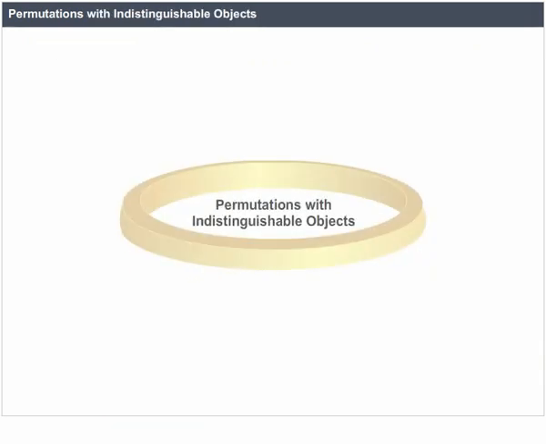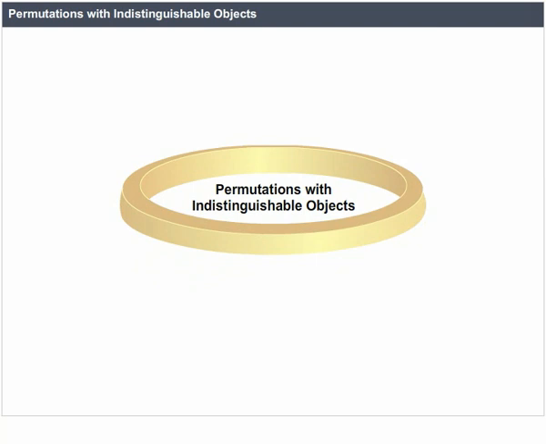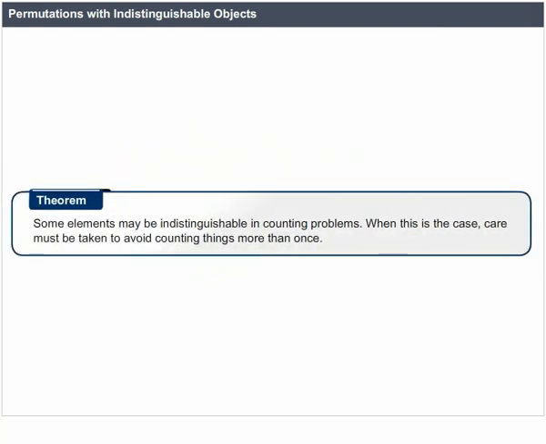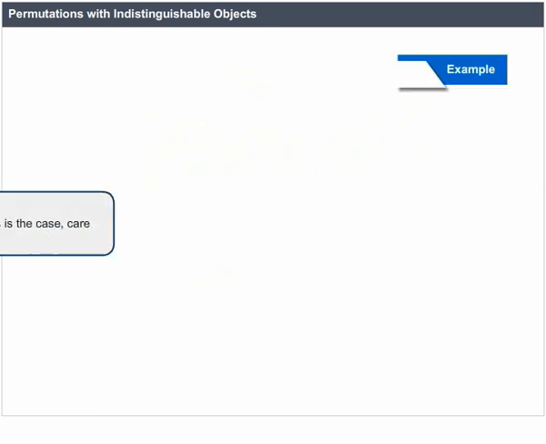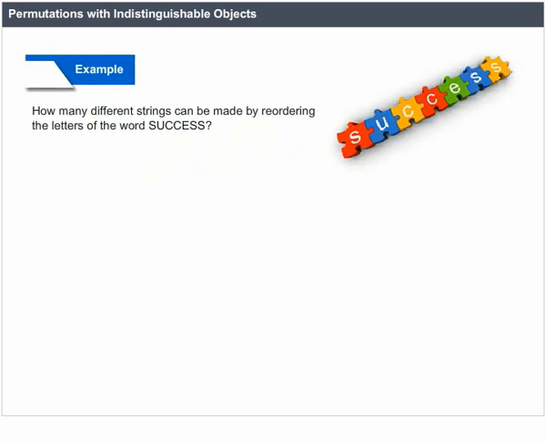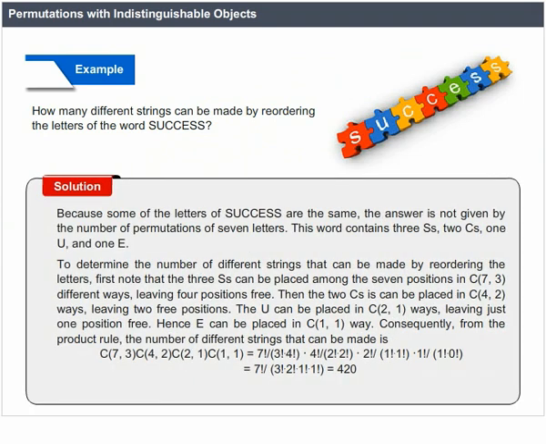Permutations with indistinguishable objects. Some elements may be indistinguishable in counting problems. When this is the case, care must be taken to avoid counting things more than once. How many different strings can be made by reordering the letters of the word SUCCESS? Solution. Because some of the letters of SUCCESS are the same, the answer is not given by the number of permutations of 7 letters. This word contains 3 S's, 2 C's, 1 U and 1 E.